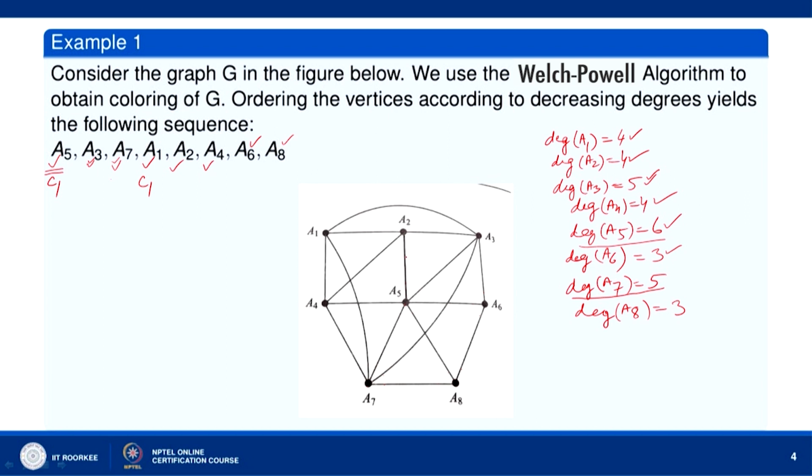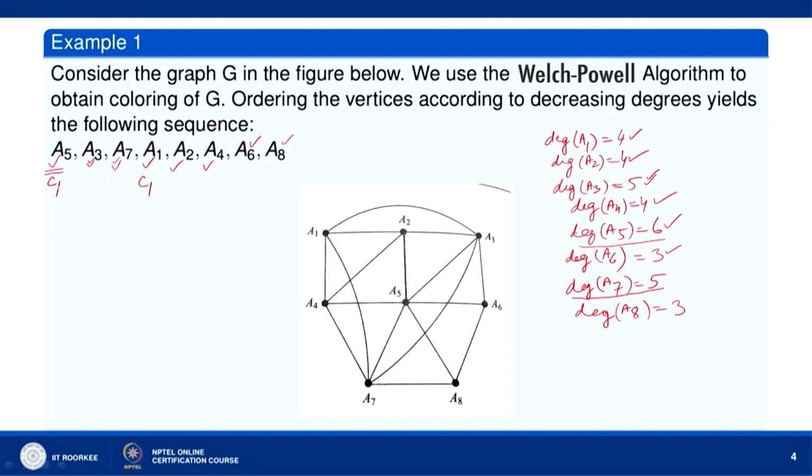Now, let us see whether A2 is adjacent to A5 or not. A5 is adjacent to A2. Okay, so we leave A2. Then A4 is adjacent to A5, so we leave it. Then A6 is adjacent to A5, so we also leave it. And then A8 is also adjacent to A5.